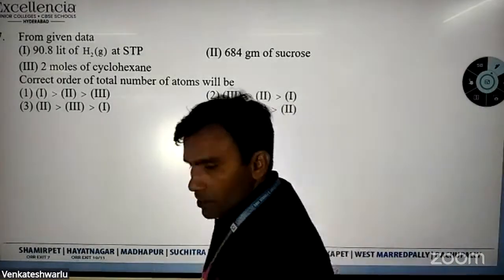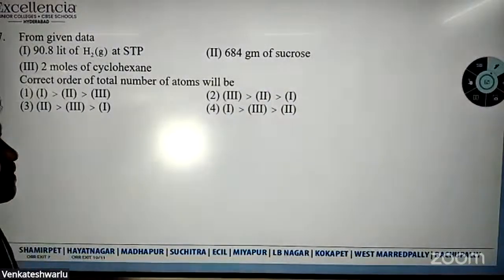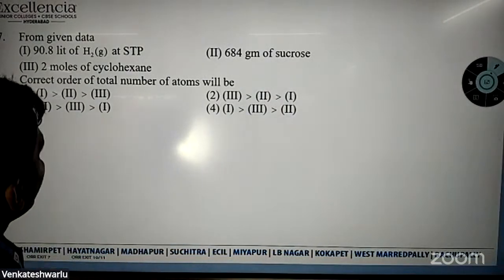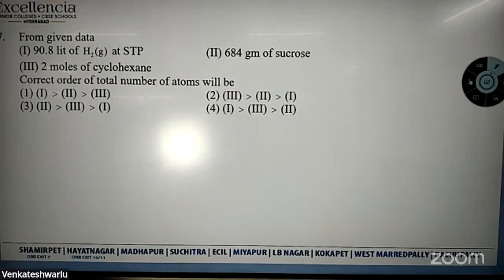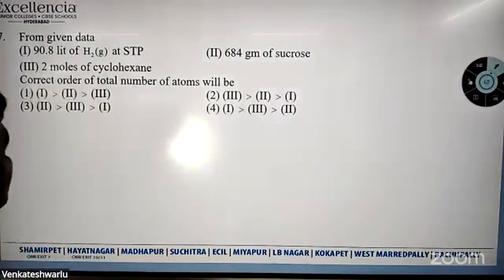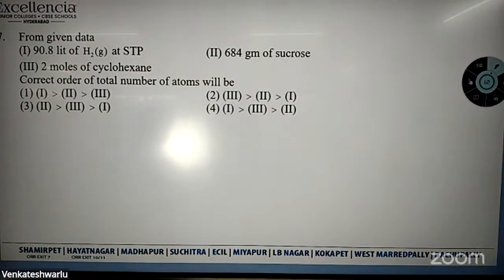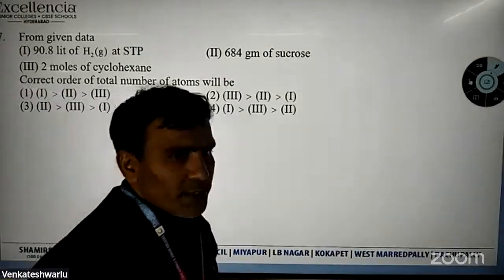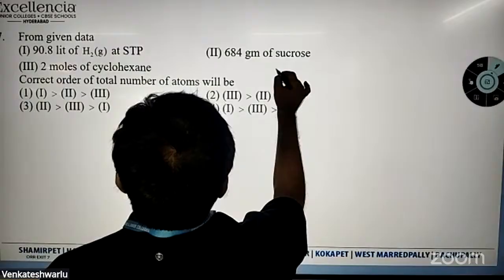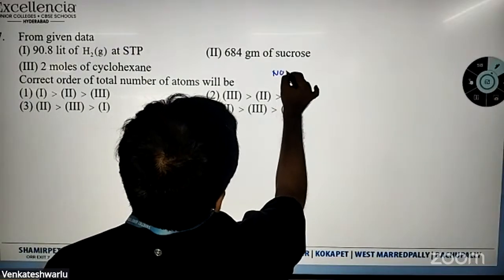It's a very simple question. This is from stoichiometry, mole concept. From the given data, 90.8 liters of hydrogen gas at STP, 684 grams of sucrose and 2 moles of cyclohexane. Correct order of total number of atoms, right? So we have to find the total number of atoms. How to find the number of atoms? That is the question here.